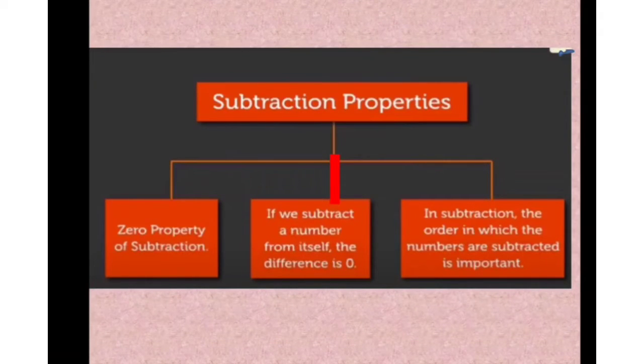Subtraction properties. What are the subtraction properties? Our first property, zero property of subtraction. Second property, if we subtract a number from itself, the difference is 0. And the third property in subtraction, the order in which the numbers are subtracted is important. My dear students, there are differences between the properties of addition and the properties of subtraction, but only one similarity: addition also has 3 properties and subtraction also has 3 properties. But the properties are different from one another. So let us move on to the first property.